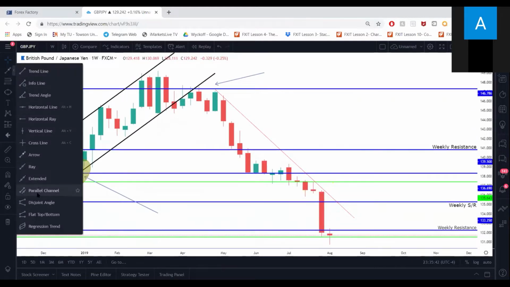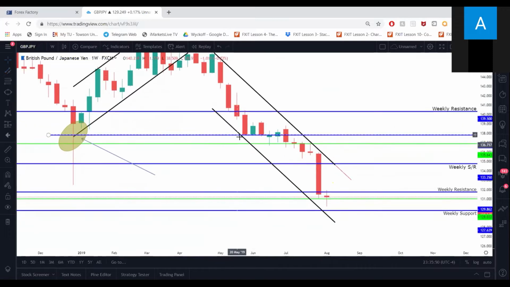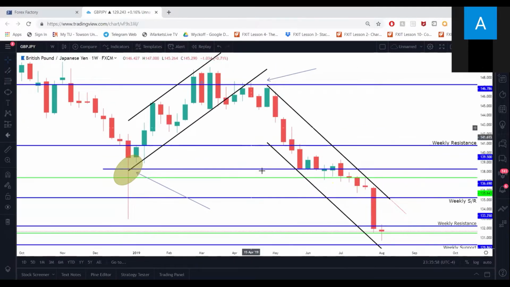Let's do that example. This was now a descending channel. You see how it works. It just goes down, retests, kept dropping. So this just works like a clock.